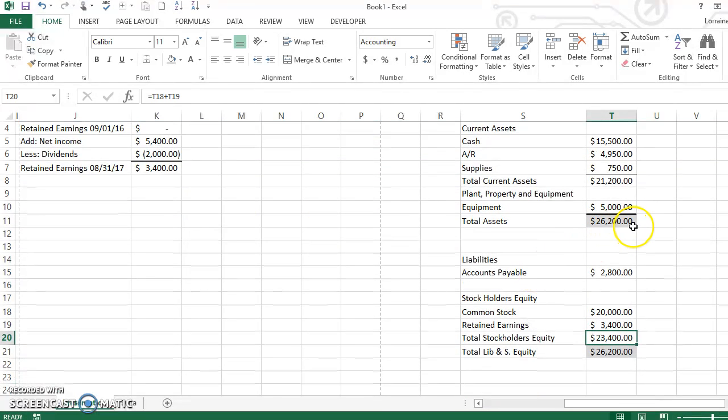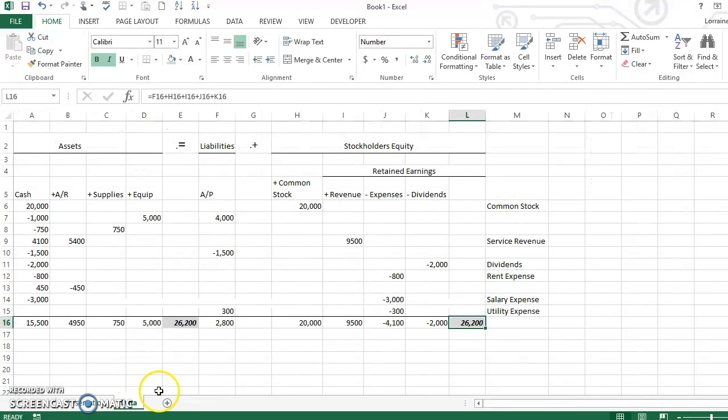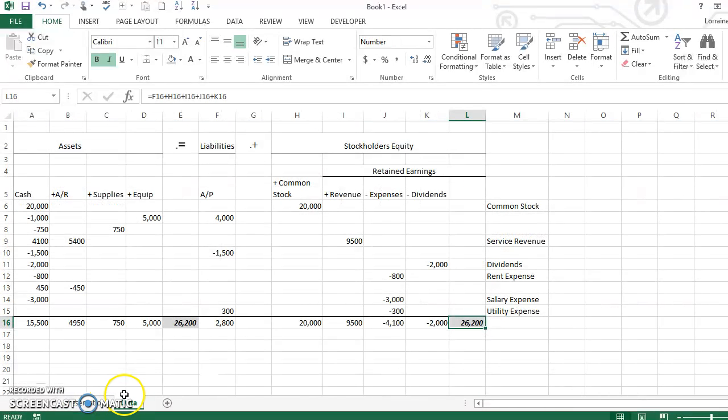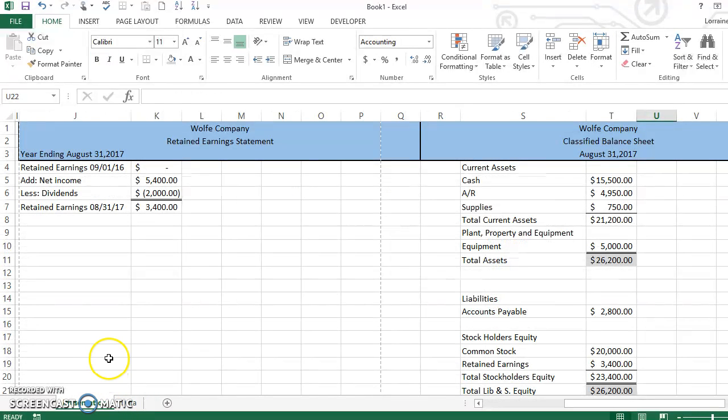So as we can see, our assets do equal our total liabilities and stockholders' equity, and that's how you convert the data from a table into your statements. I just forgot what it's called, but that's how you get it from this table and make it into your statement.